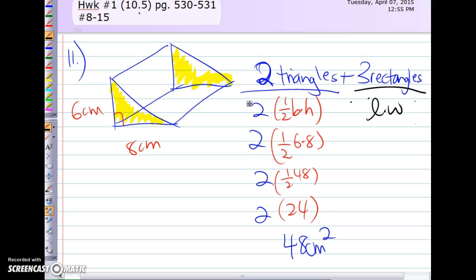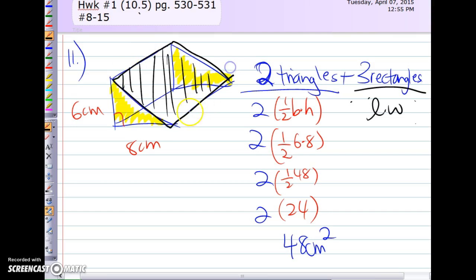So one of the length times the width would be this. Let's take the rectangle here on the very right. The length and the width would be the bottom right here, which is indicated by 15 centimeters, and then the length here is going to be the 10 centimeters. So it's going to be 10 times 15. That's 150. Then I'm going to add my second rectangle.